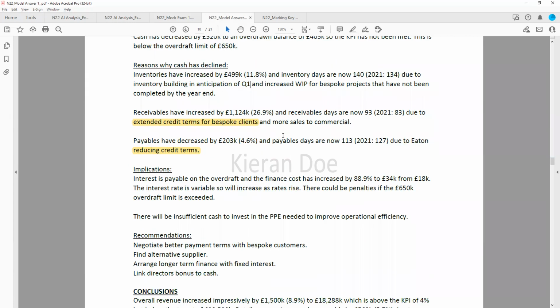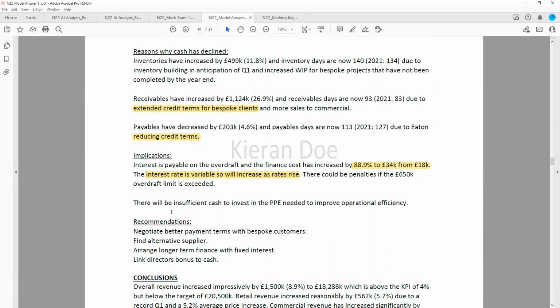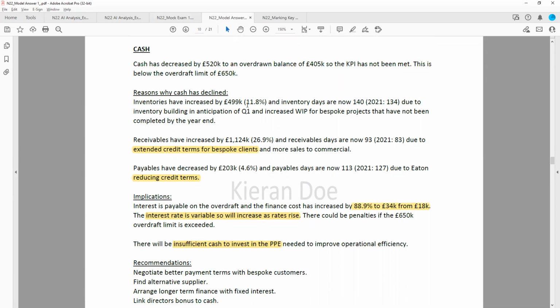So it asked for the implications. Of course, the overdraft has interest, so that would result in a finance cost. And we could calculate some numbers here with that. So when you can calculate a number to either back up your point or to add some further analysis, then absolutely do so. And we could see that the finance costs had gone up. We knew that the interest rate was variable, so that would create a risk if rates were to rise, and also potential penalties. And also insufficient cash to invest in PPE. We saw that as well. Could have mentioned the dividend as well as being a reason why.